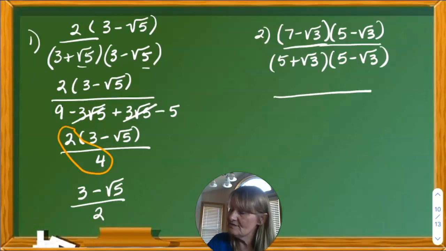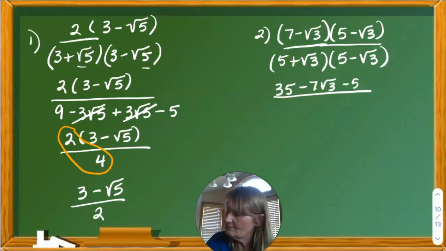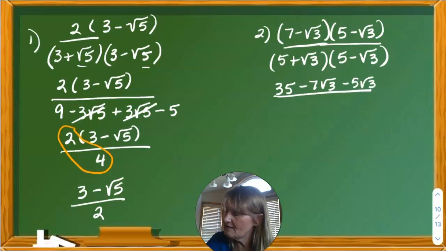So 7 times 5 would be 35. I'm doing the outside, so 7 times the negative square root of 3 would be 7 square root of 3, negative. 5 times the square root of 3, negative also. And then the square root of 3 times the square root of 3 is 3. And then the two negatives make that positive. Okay.